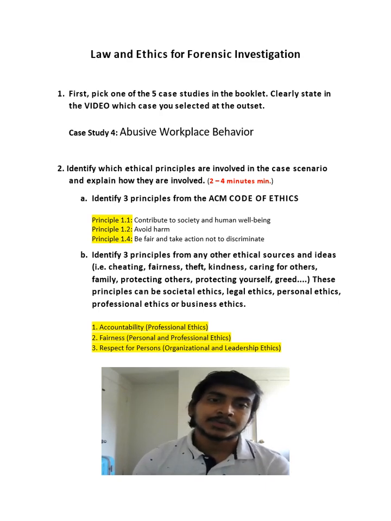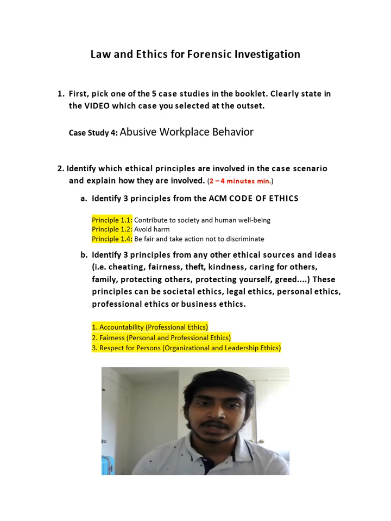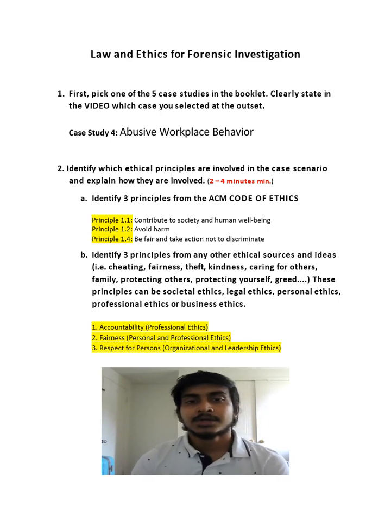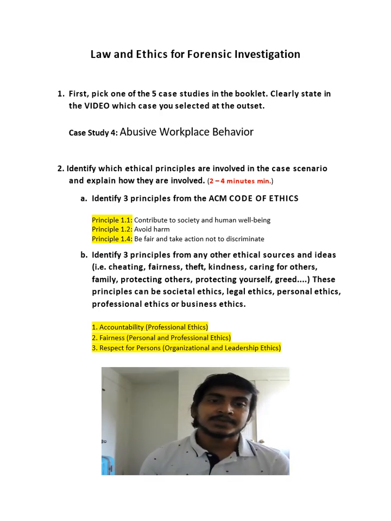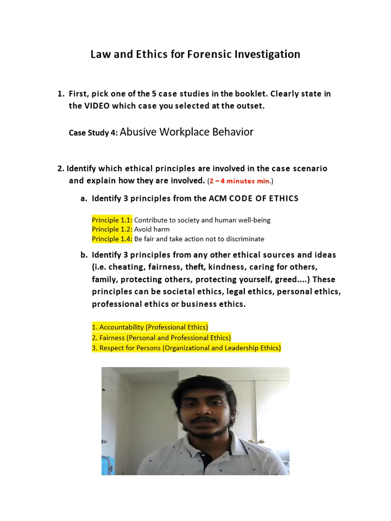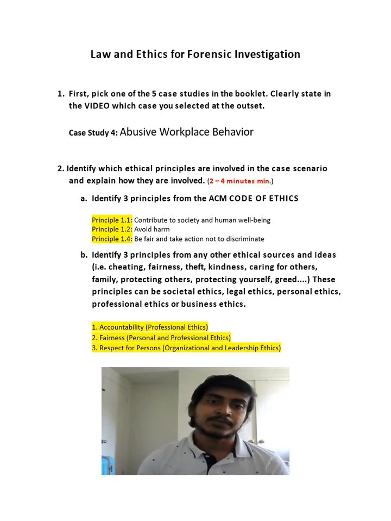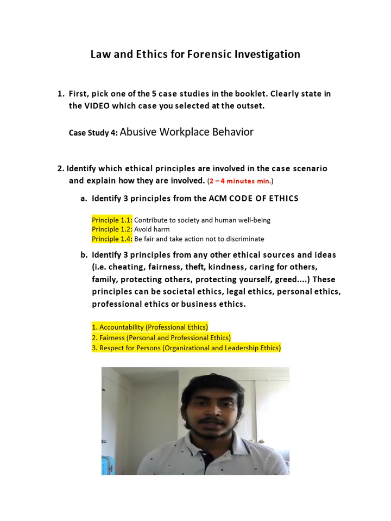Coming to our second question, identify which ethical principles are involved in the case scenario and explain how they are involved. Identify three principles from the ACM Code of Ethics. So the first principle that I would like to involve is principle 1.1, contribute to society and human well-being. I think Max's abusive behavior violates this principle because he failed to create a safe and supportive work environment.